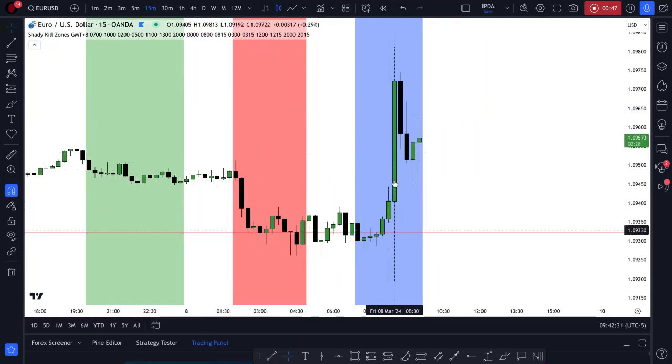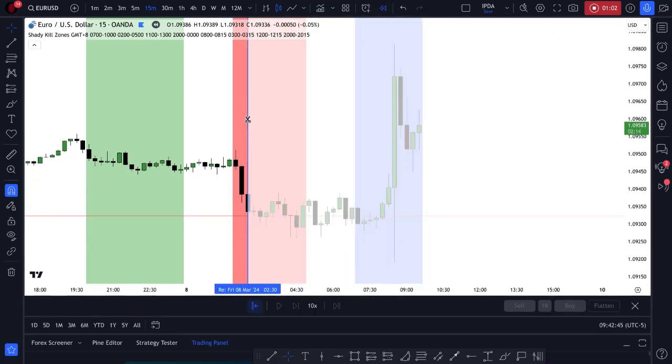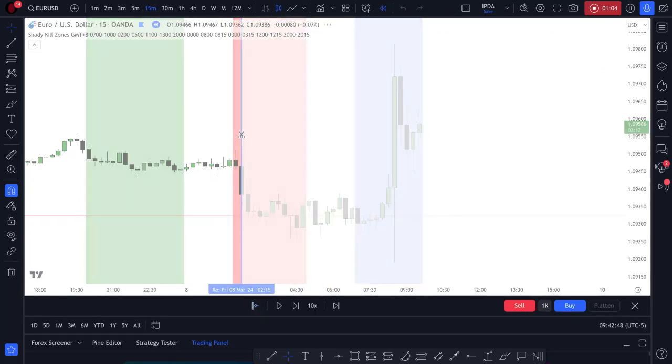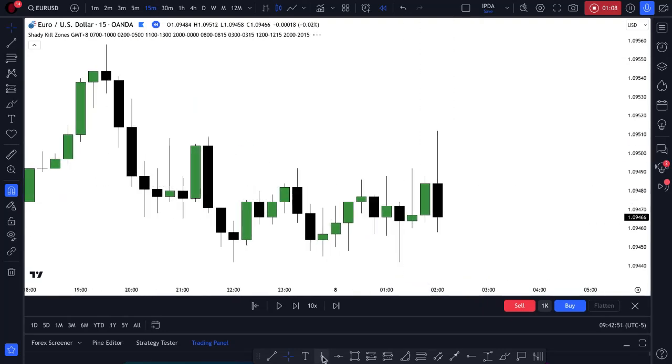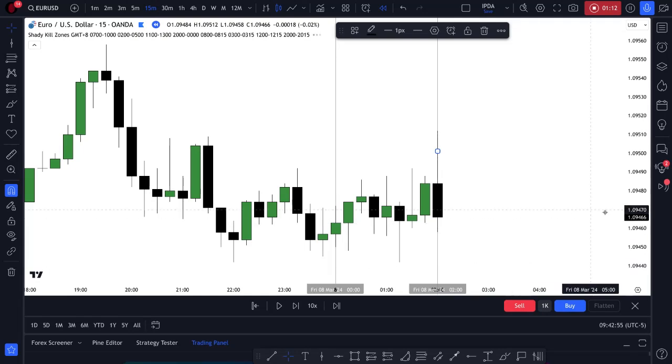You can see the draw is clearly to the upside. There was a purge on sell side here, and there was definitely a purge too during London session on sell side. Let's talk about each one of these kill zones. If we're going to be trading the London session, we're going to be utilizing the dead zone between midnight, so here, and 2 a.m.